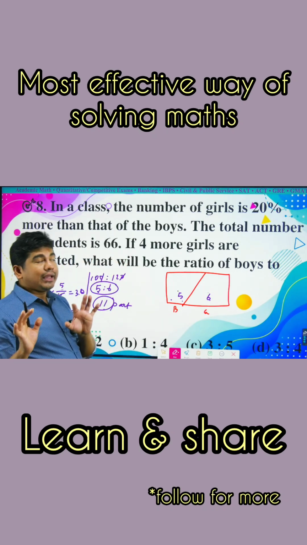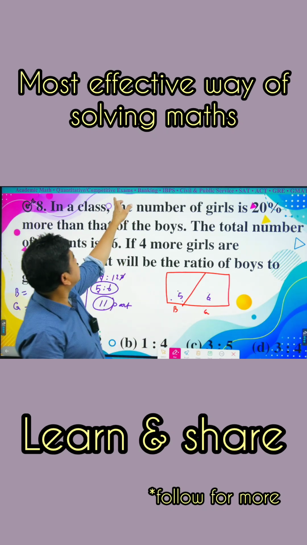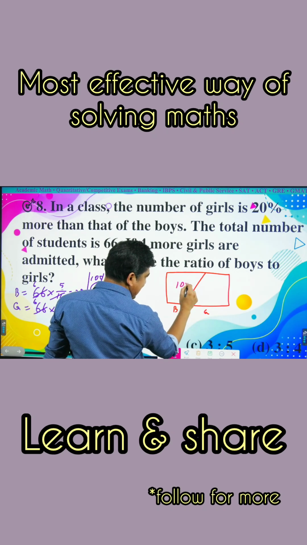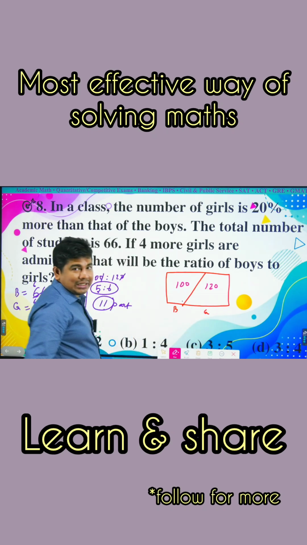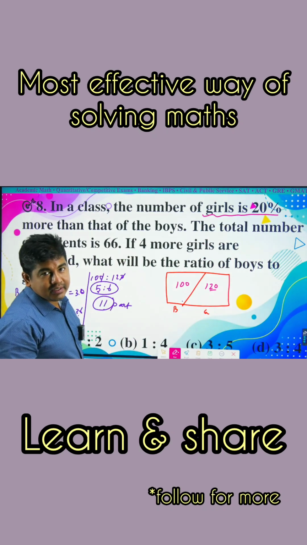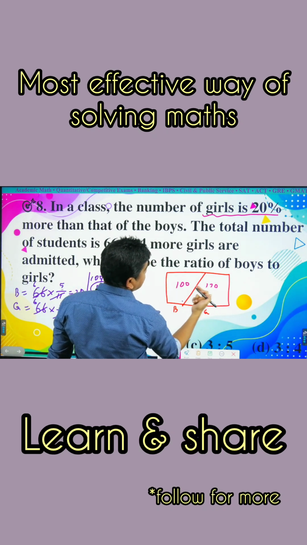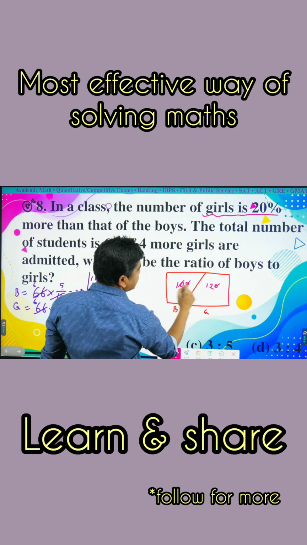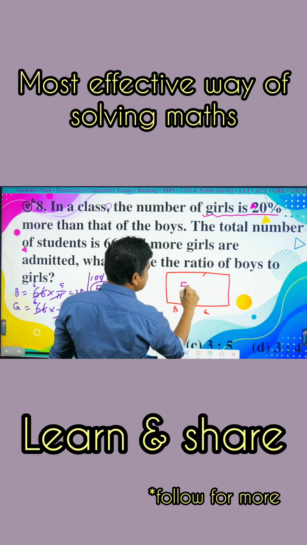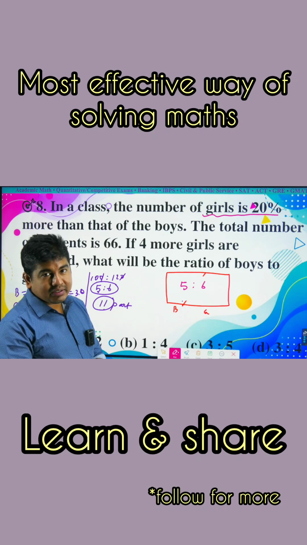From the very beginning, we can think about this math again, because this math is very important for this kind of exam. If the boys is 100, the girls is 120, because in the question it has been said girls is 20% more than the boys. If you simplify, then you get 5 is to 6. That means boys 5 and girls 6 with this ratio.